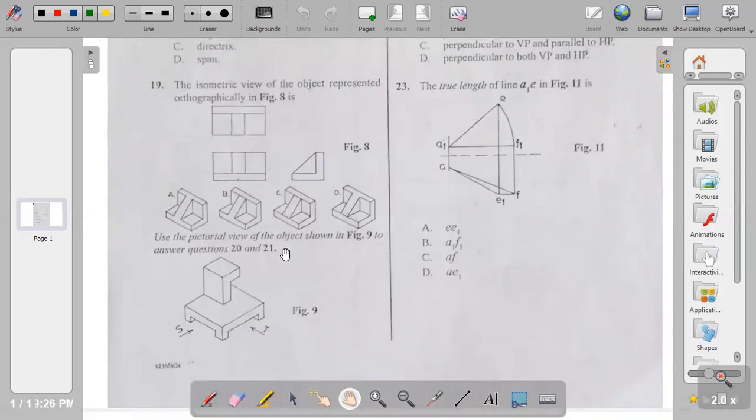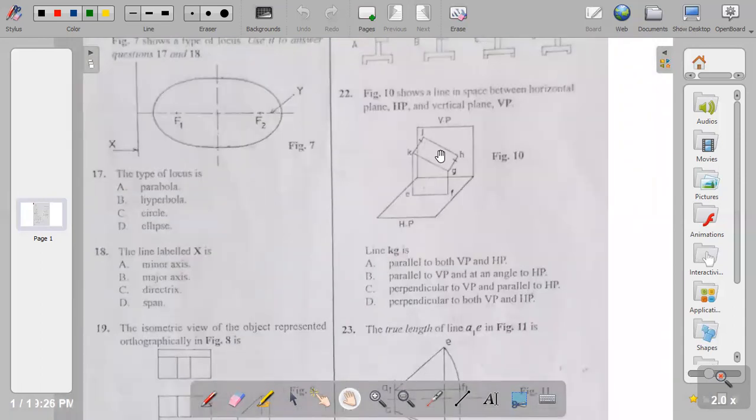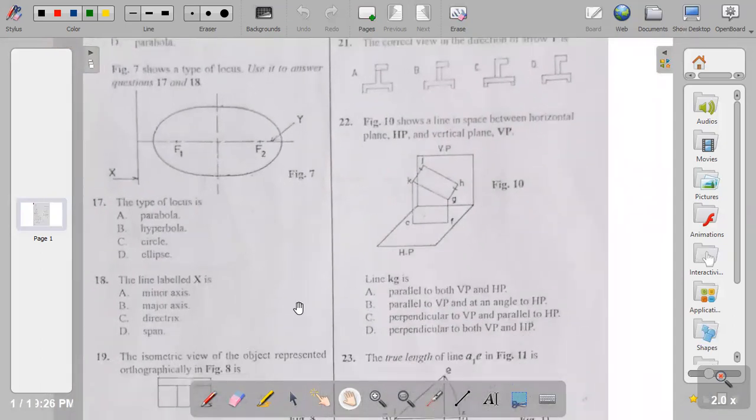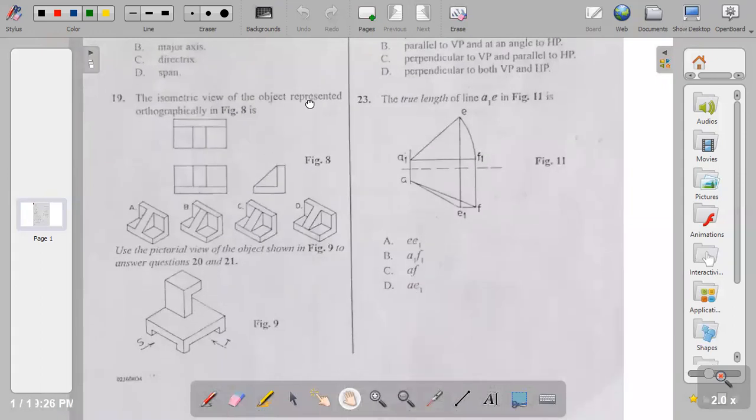Use the pictorial view of the object shown in figure 9 to answer questions 20 and 21. When you look at question 20, see the arrow pointing towards the X direction, and there's another one in the T direction. So let's see the question: the correct view in the direction of arrow S.